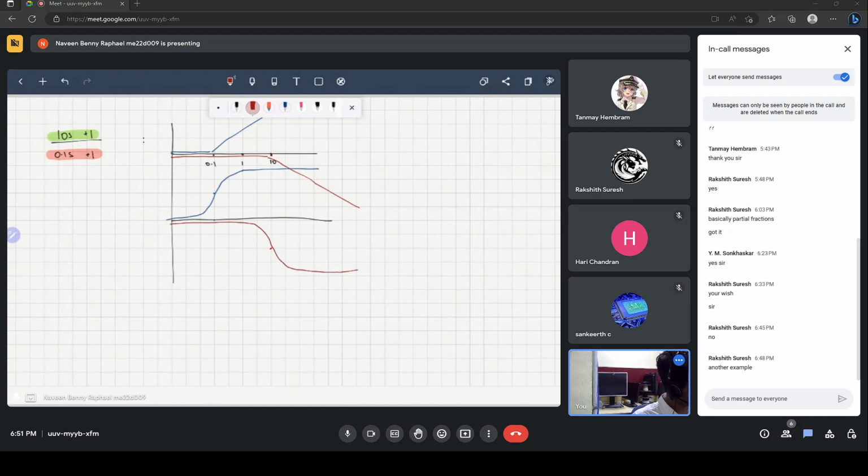So the blue is the Bode plot of the numerator, the red is the Bode plot of the denominator. Now we just have to add these. So when you add these, it first goes up, and then because this slope is equal to that slope, it will remain constant, I think.